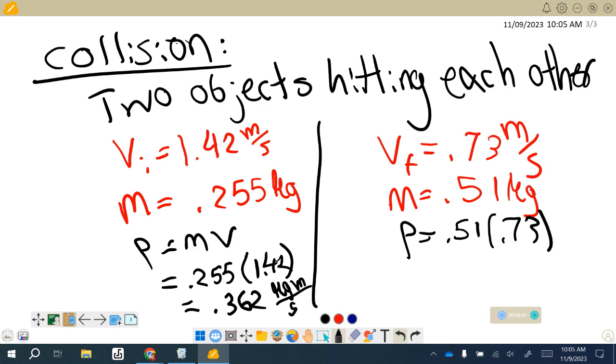Plug it into my calculator. Let's see what we get. I got approximately 0.368 kilogram meters per second. Now, what's interesting about this? Well, these two numbers are almost the same. They're pretty much equal. And that's what's interesting about momentum in a collision. This is something called conservation of momentum.